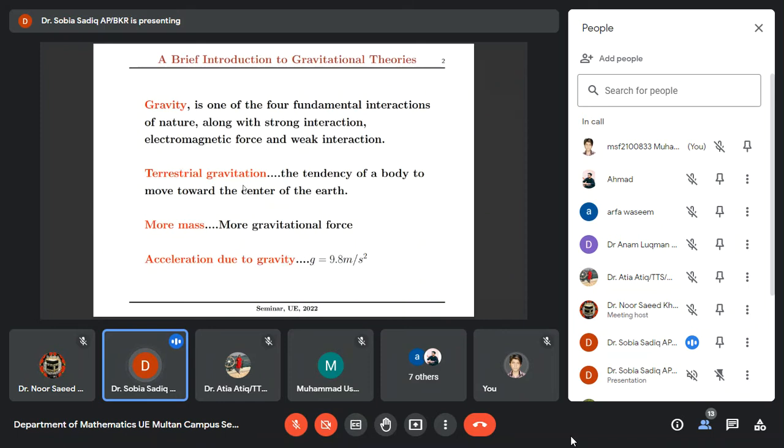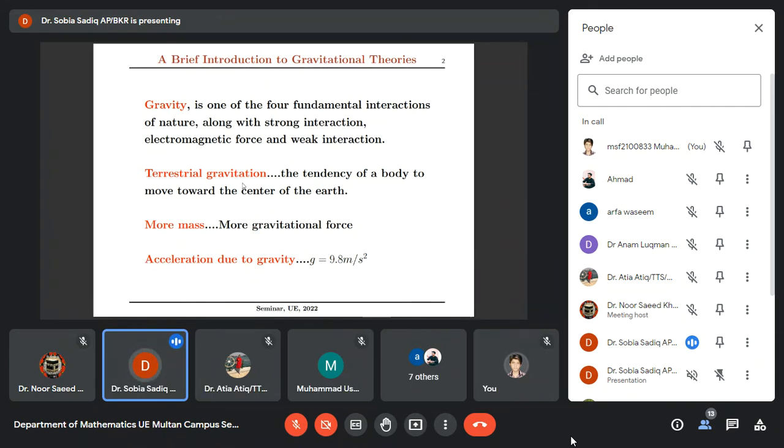One of the most important entities of nature is gravity. Basically, there are four fundamental forces in nature. The first is the weak fundamental force, then the strong fundamental force, then the electromagnetic force, and the fourth one is the gravitational force. From the very beginning, when we started to study physics, we had the concept of gravity as the force of attraction. That is, when there are two bodies, one body is attracted by the other body.